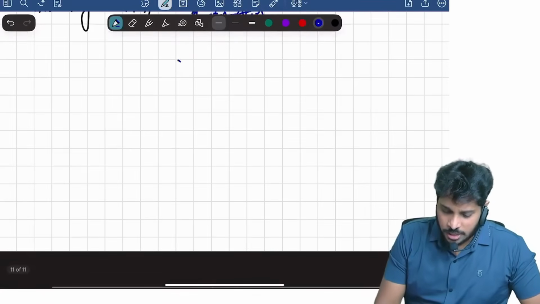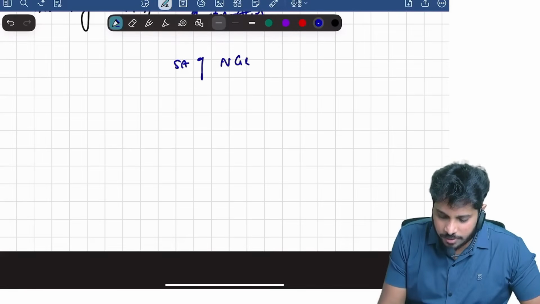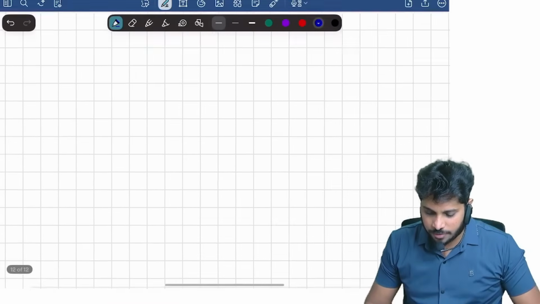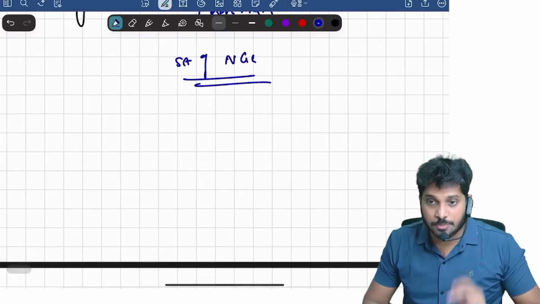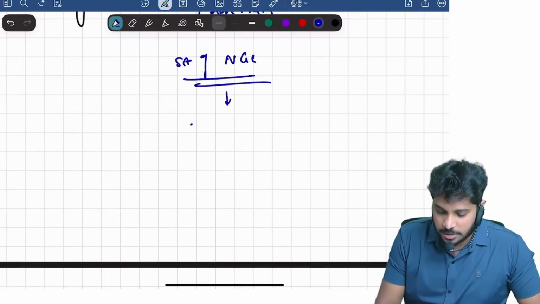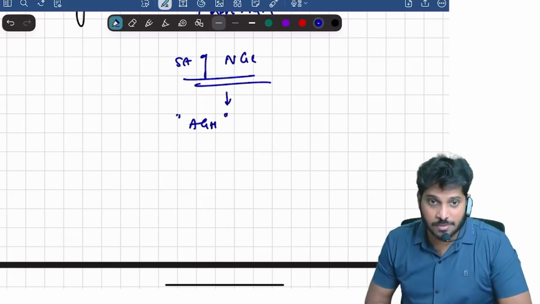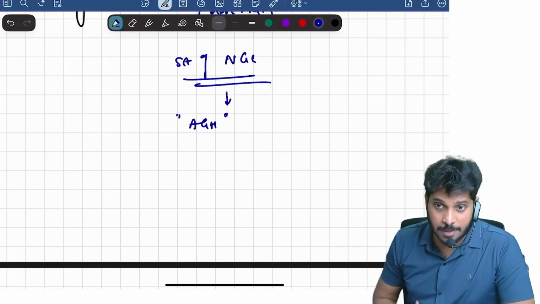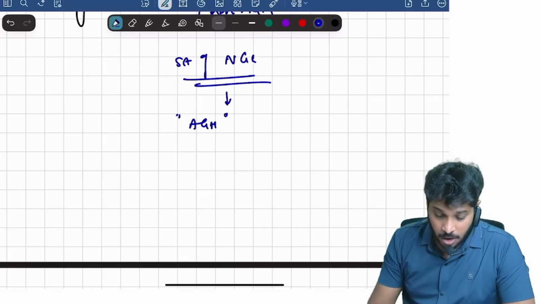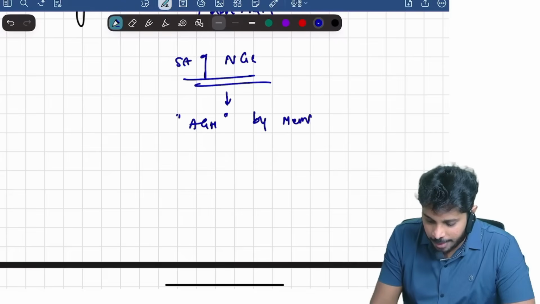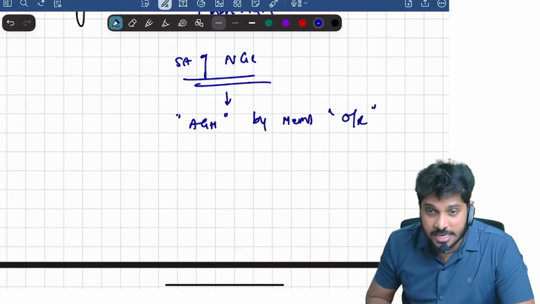Now, subsequent auditor of a non-government company. So what is the procedure? Very simple. A subsequent auditor will be appointed at the AGM. The subsequent auditor for a non-government company will be appointed in the AGM. Who will appoint? The members, by passing an ordinary resolution.